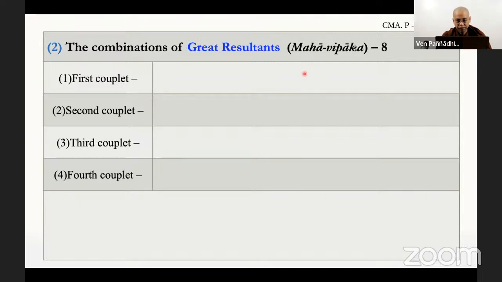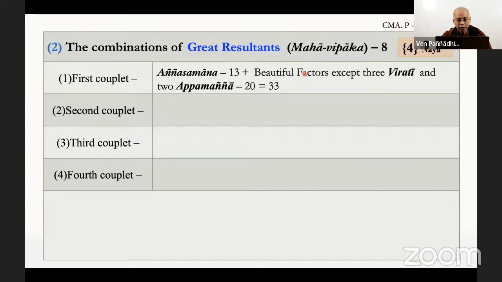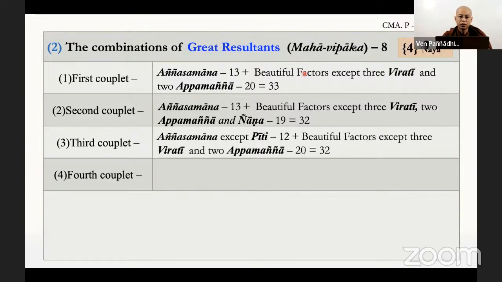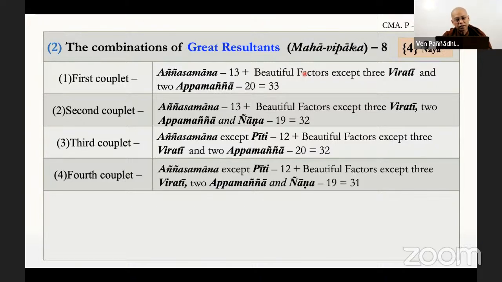The first couplet is 33, and the second couplet 32. The third couplet 32, and the fourth couplet 31. Right? It's no difficulty at all.